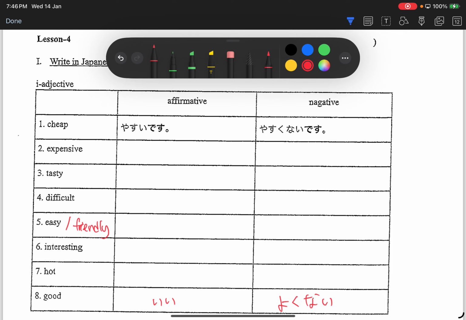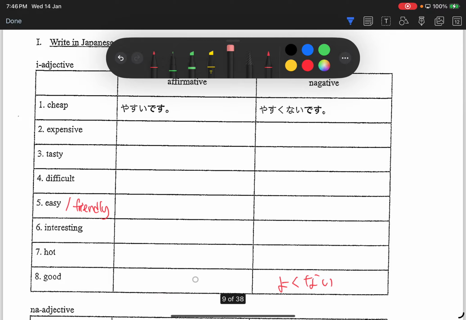We learned about adjectives in lesson 4. These are the adjectives that we need to try to translate. Can you tell me, expensive? Takai. Takai desu. Then the next one? Takakunai. Takakunai desu, thank you. Right, very simple. Takai, we just remove the i and put in kunai. Takakunai. Very simple. Next one, tasty.